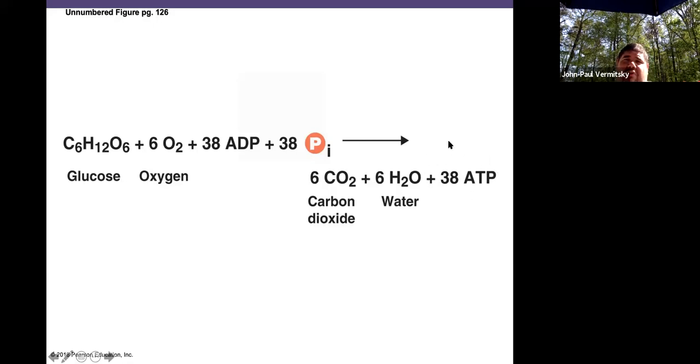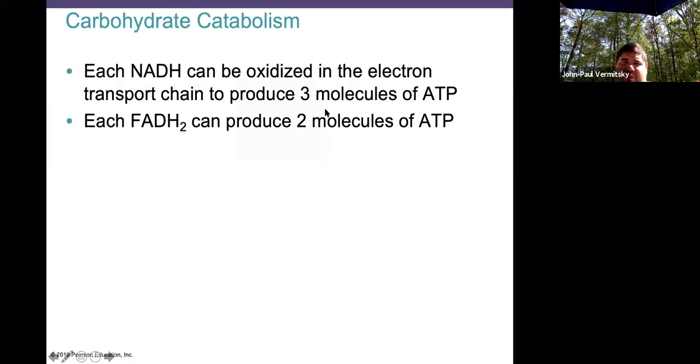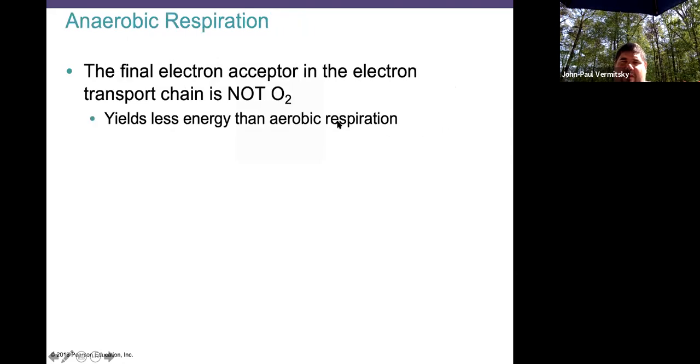The 38 ATPs, if you go through and add up all the ATPs that you made through glycolysis, the intermediate step, and the citric acid cycle, if you add up all the ATPs you made by substrate level phosphorylation, and then take all the NADHs and FADHs you made and add up the ATPs that they would make, that number would equal 38. Again, each NADH can be oxidized in the electron transport chain to produce 3 molecules of ATP. Each FADH can produce 2 molecules of ATP. Okay. And that is aerobic respiration, going through the process of glycolysis, TCA cycle, and the electron transport chain.